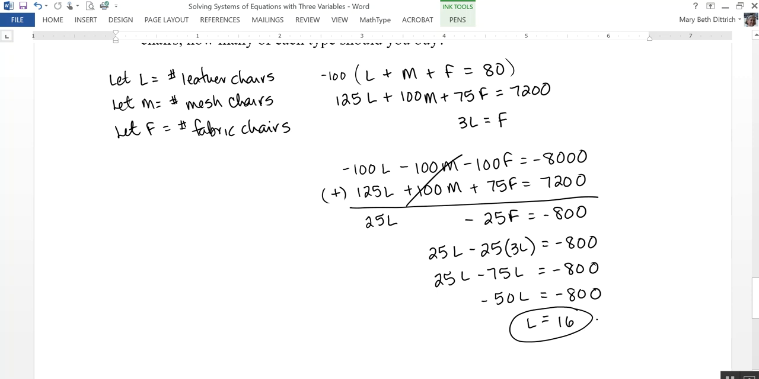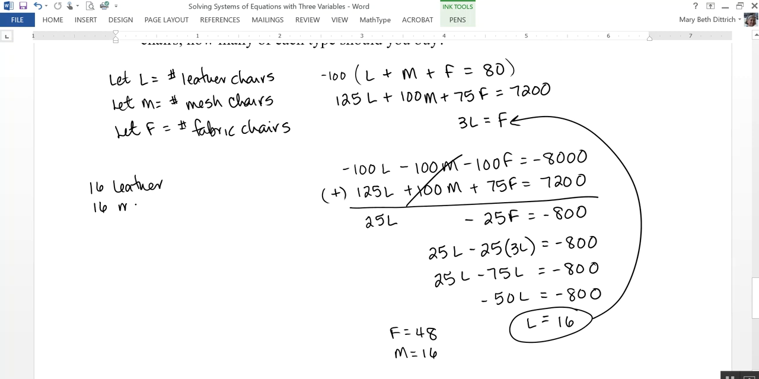Substituting that back into here gives me that F is equal to 48. And then substituting both of those back into my first equation, L plus M plus F, that's going to give me that M is equal to 16. So I can buy 16 leather chairs, 16 mesh chairs, and 48 fabric chairs.